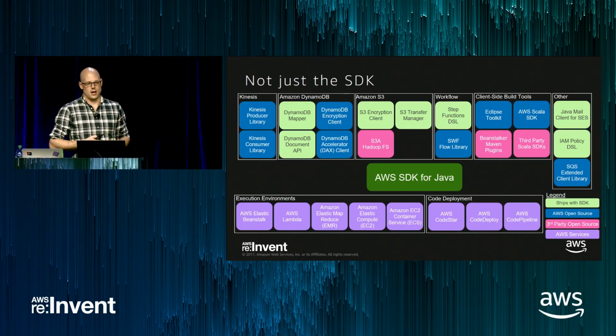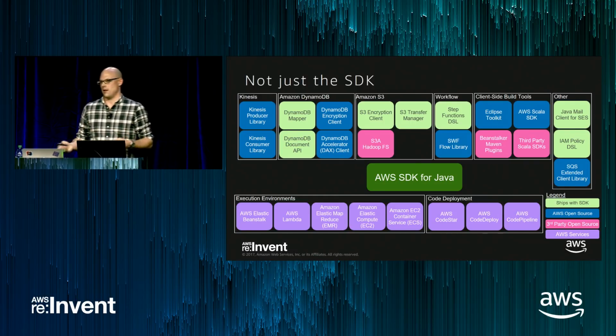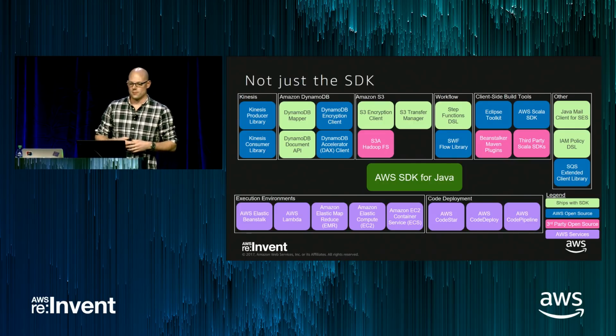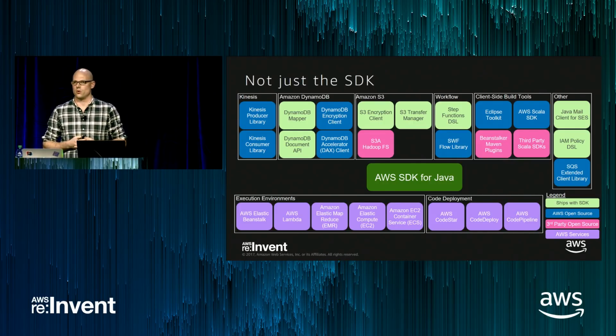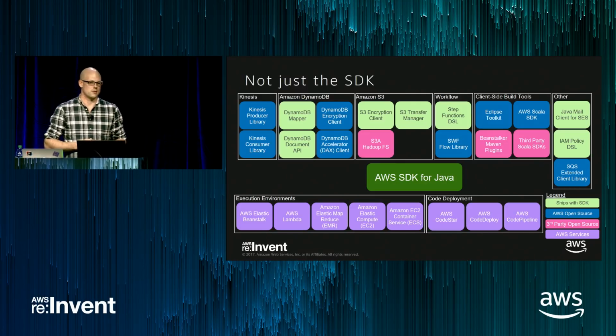And many of them have Java-specific abilities. So for example, Elastic Beanstalk has Java-specific bindings. AWS Lambda, of course, has a Java runtime. And we're going to look at Elastic Beanstalk in the demo a little later on. But this is a high-level view of the Java ecosystem within AWS.